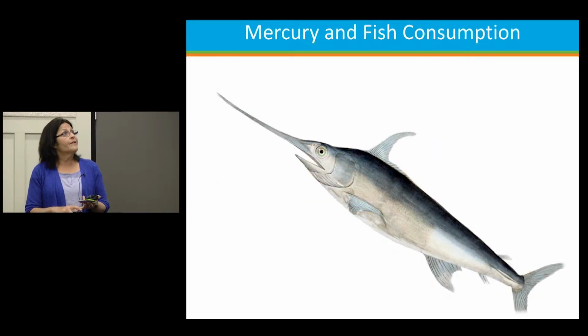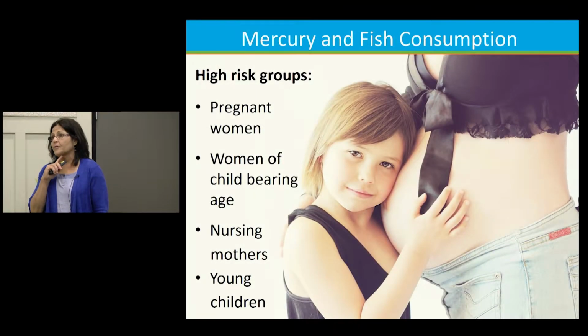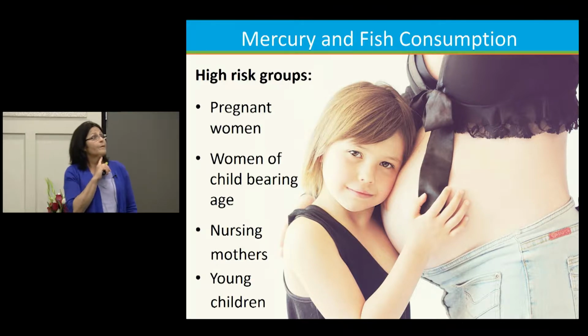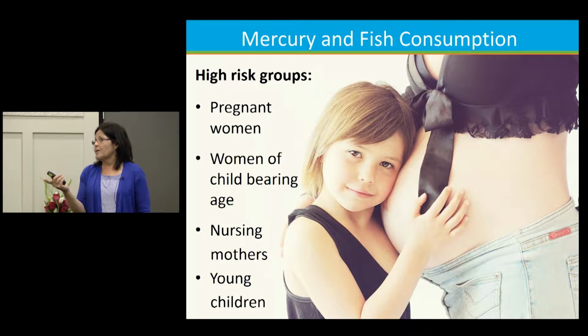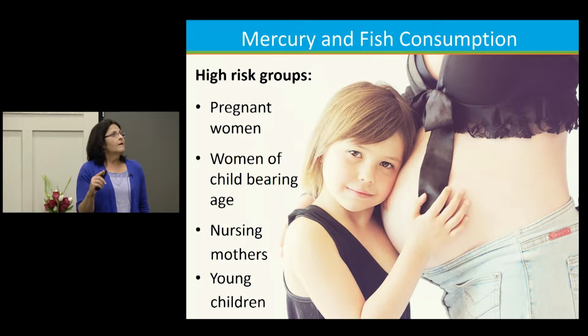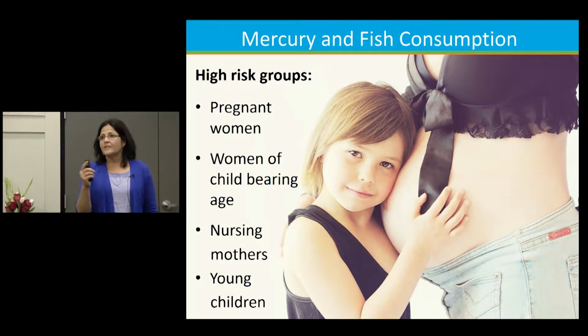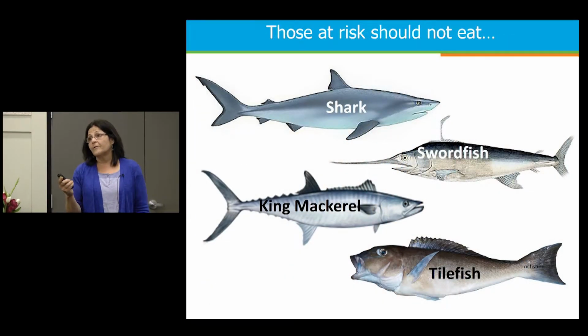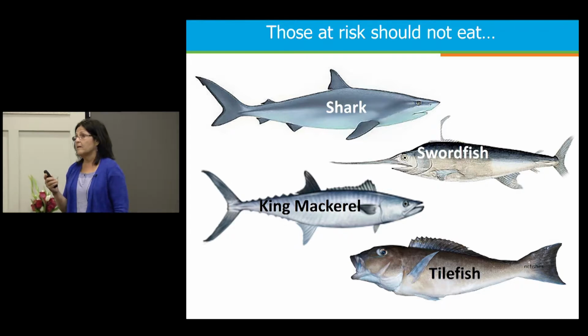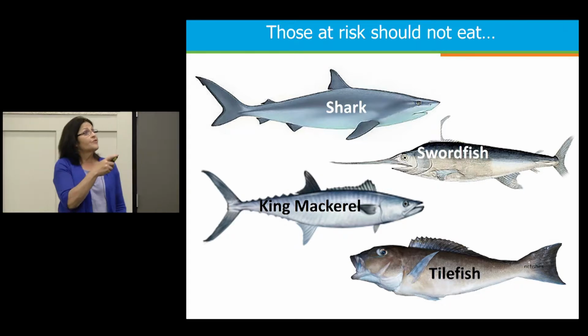So with mercury and fish consumption, there are high risk groups. There are pregnant women, women of childbearing age, so that's between 12 and what, 50? Nursing mothers and young children. So that's a concern with the mercury, and I'll talk a little bit about the ones that are at highest concentration. Shark, swordfish, king mackerel, and tilefish.